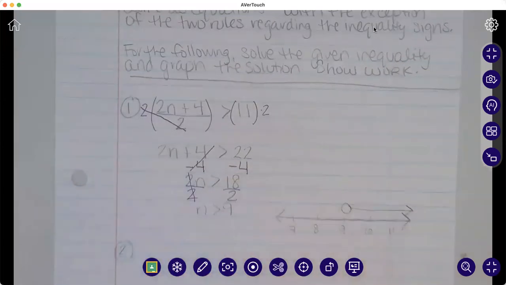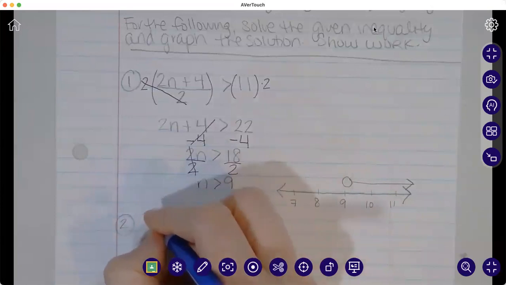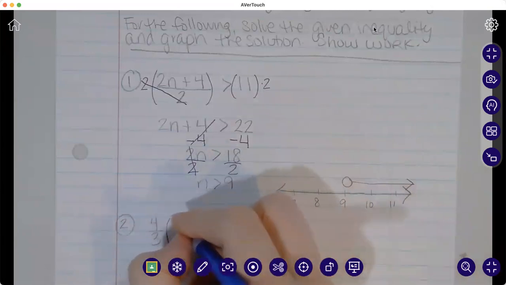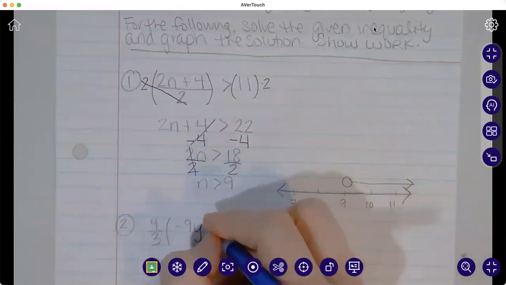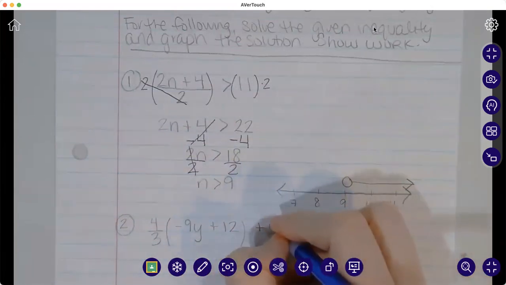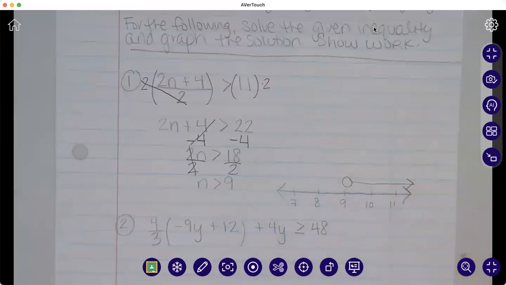Let's go ahead and try number 2. 4/3 times the quantity -9y plus 12, quantity, plus 4y is greater than or equal to 48. Okay, 4/3 times the quantity, which means parentheses, -9y plus 12 parentheses, plus 4y is greater than or equal to 48.